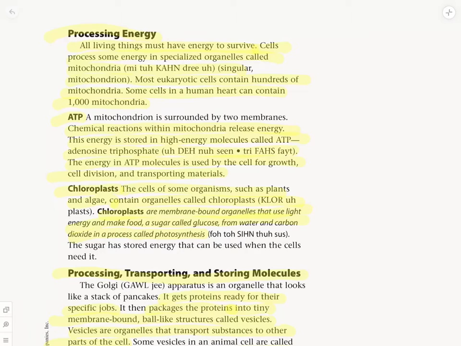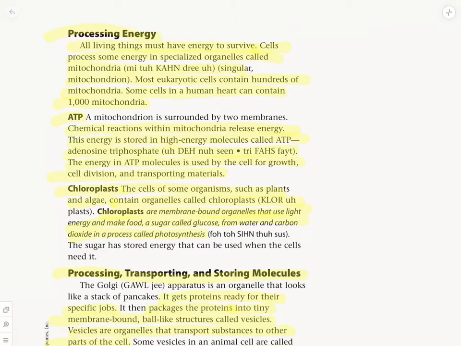ATP. A mitochondrion is surrounded by two membranes. Chemical reactions within mitochondria release energy. This energy is stored in high energy molecules called ATP, adenosine triphosphate. The energy in ATP molecules is used by the cell for growth, cell division, and transporting materials.